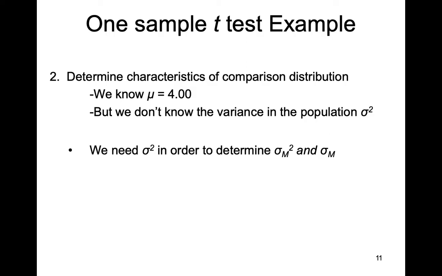So that sigma M is the standard error of the mean, and what that tells us is the average amount that any mean could differ from 4 just by a random sampling process.